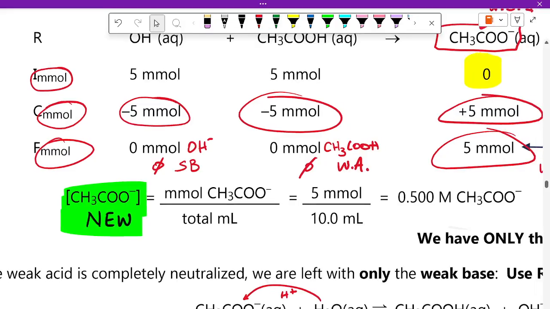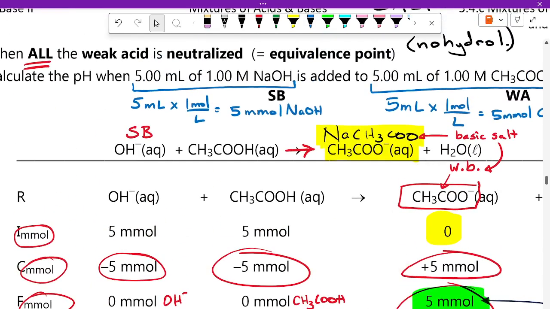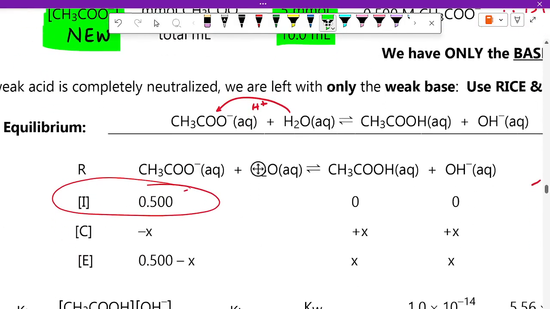We have our 5 millimoles, and that is in a total volume of 5 plus 5 is 10 milliliters. So we get 0.5 molar acetate. So we can put that in our Rice table: 0.5. Two other things are at 0 and 0.